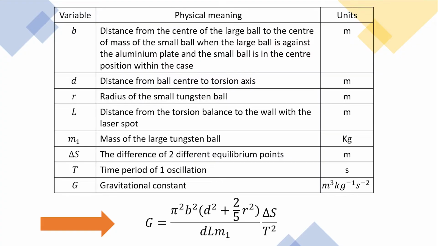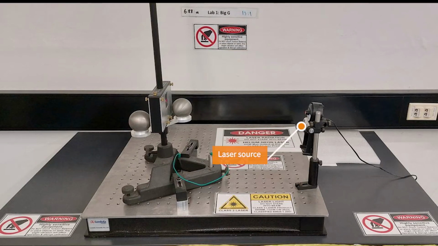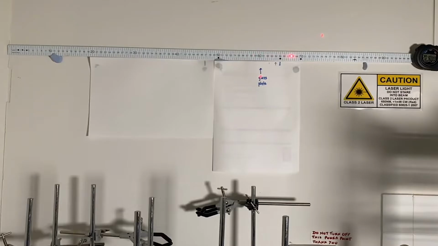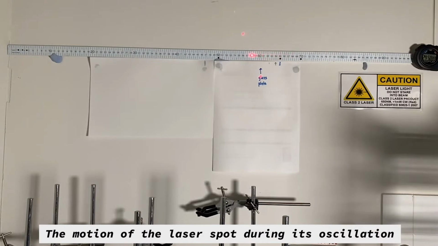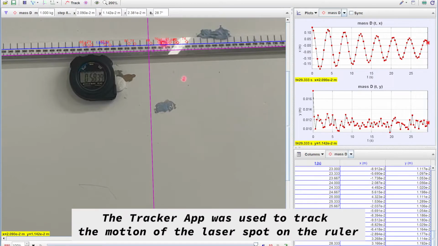Here are all the variables needed to determine the value of G in the Cavendish experiment, followed by the equation below. Delta S and T are the changing variables and will be collected during the experiment. The tungsten balls were rotated from a primary position to a secondary position for an hour, and were then rotated back for another hour, which resulted in an oscillation of the laser spot. From these oscillations, two separate equilibrium points were determined using the tracker software, with the difference between these 2 points equaling around 0.15 meters.